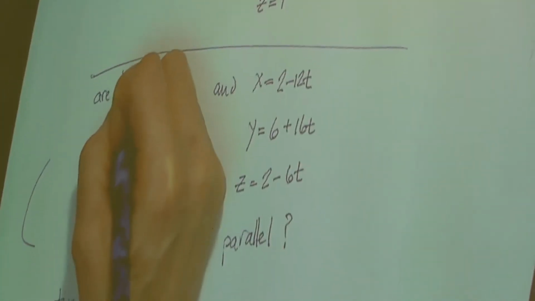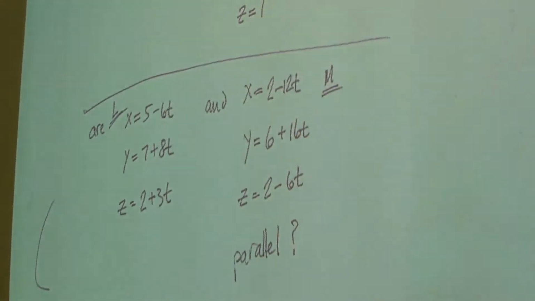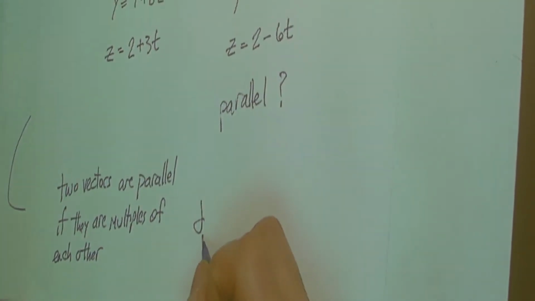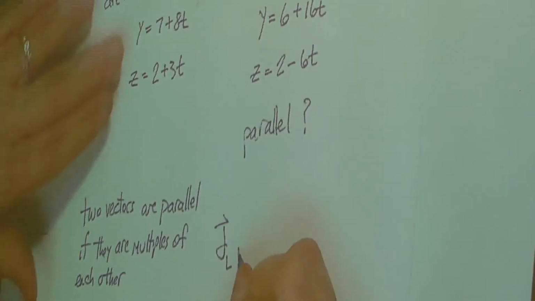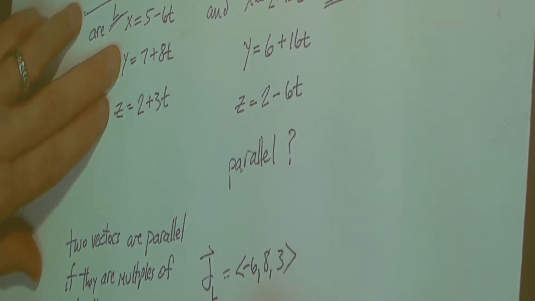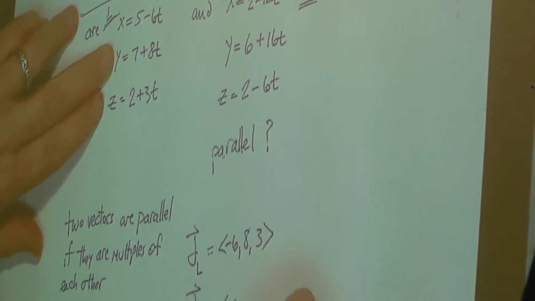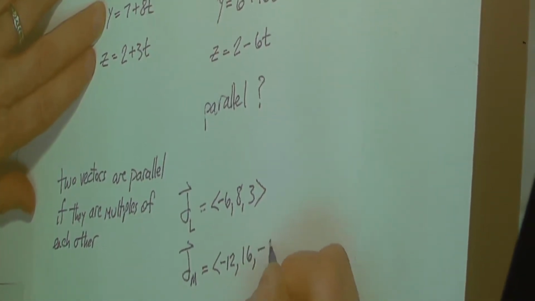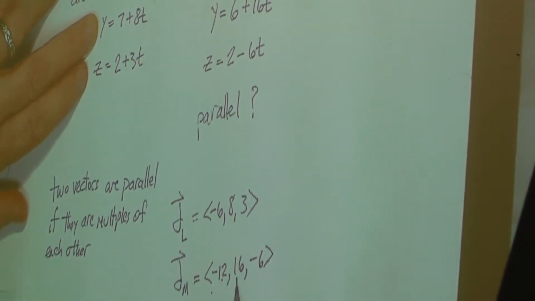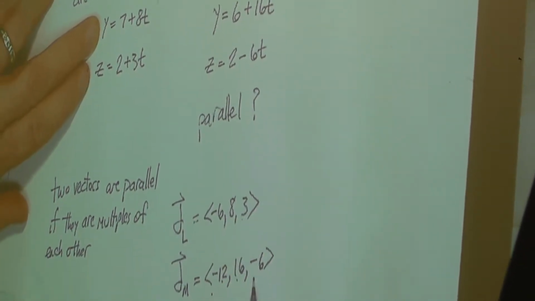So if I call this first line L, and I'll call this second line M, D sub L, the direction vector corresponding to L, is minus 6, 8, 3. The direction vector corresponding to M is minus 12, 16, minus 6, but they're not multiples. Twice negative 6 works, twice 8 works, but twice 3 is positive 6.